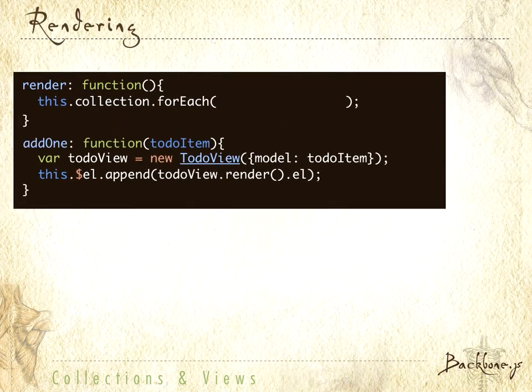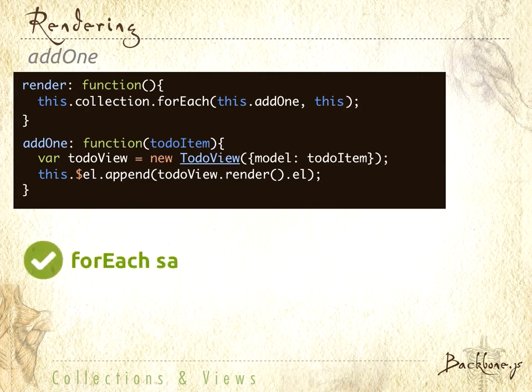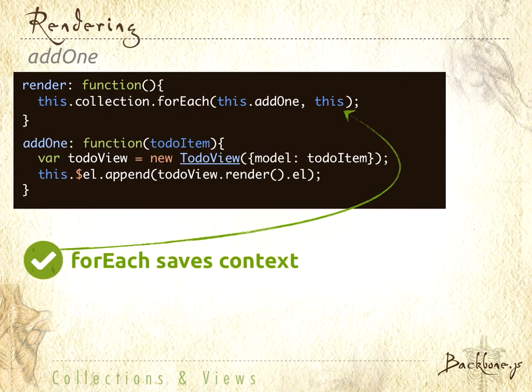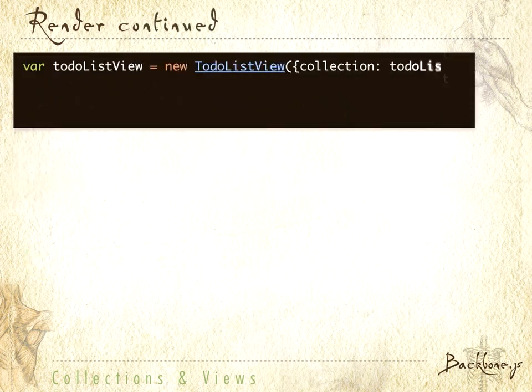First, we're going to add a new function called addOne. This is going to do what our forEach loop was doing before, except now it's its own function. Then we update the render function and pass the addOne function to forEach. We also have to add a second argument to forEach to make sure the context of addOne is called on the view. Let's see this render in action.